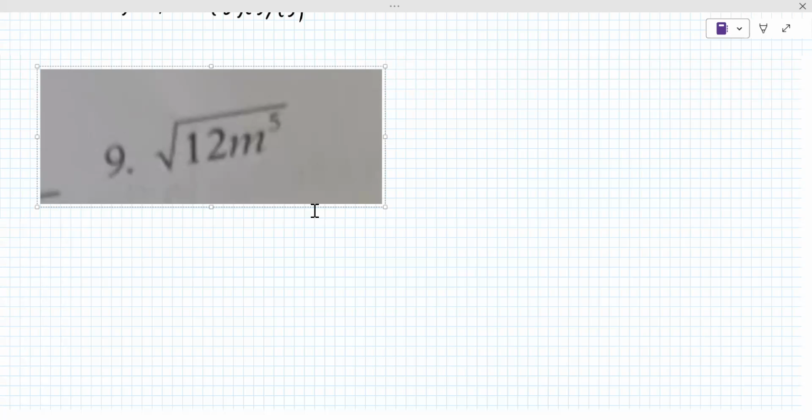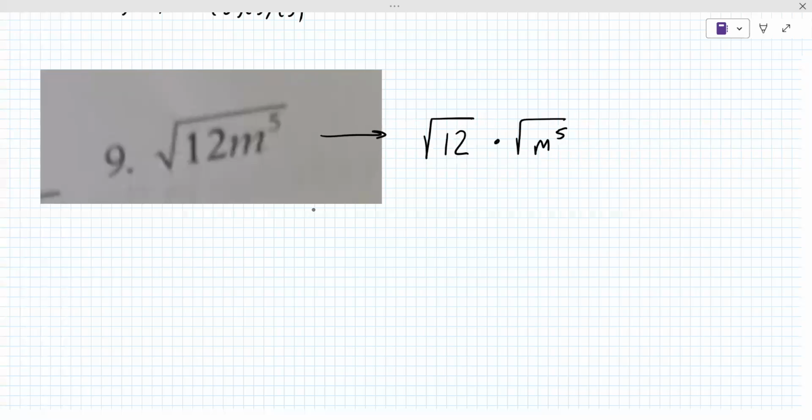Square root of 12m to the fifth power. Okay. Question? No, I'm just reading it. Okay. So yeah, we've done a bunch of these last couple lessons. It's the square root of 12 and the square root of m to the 5th. Do you remember how to break apart either of these? I do remember, I think for the m fifth, you would bring it down and have m to the 4th power and then just m.